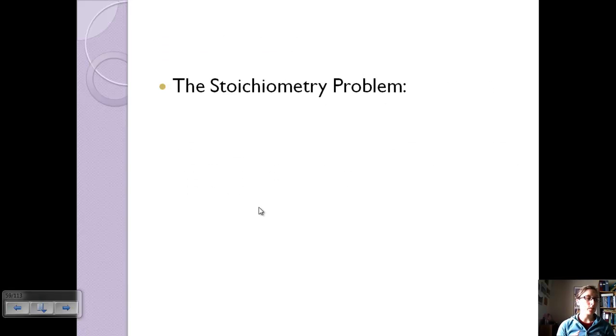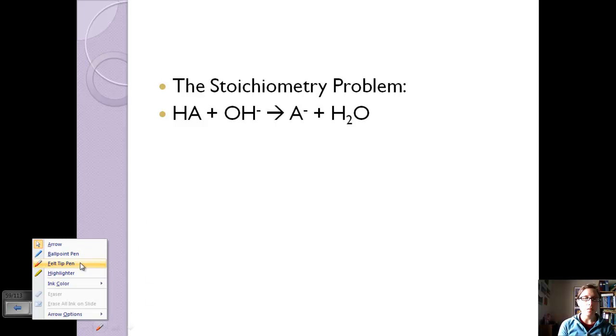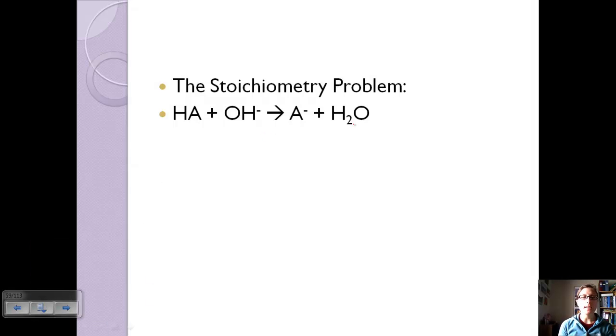Alright, well, we need to do a stoichiometry problem first, and so we're going to use HA to represent our acid, OH- is our base from the NaOH, and then we've got our conjugate base and our water. So before the reaction, we had 2 millimoles of the HA, and for the NaOH we had 20 milliliters of 0.05 molar, and so that gives me 1 millimole.